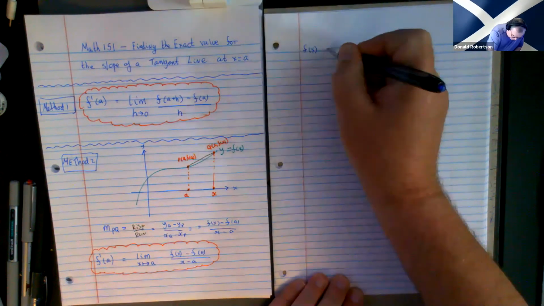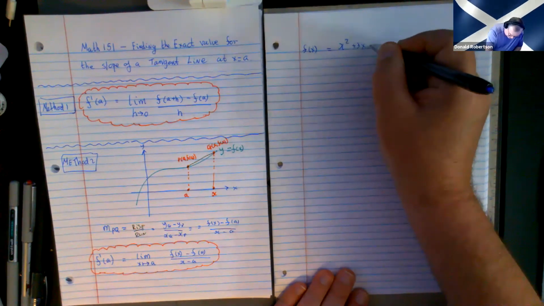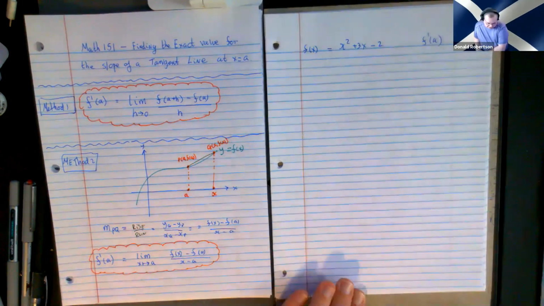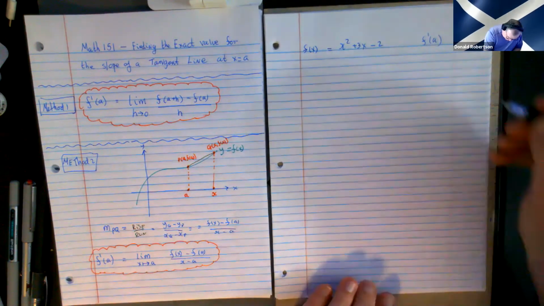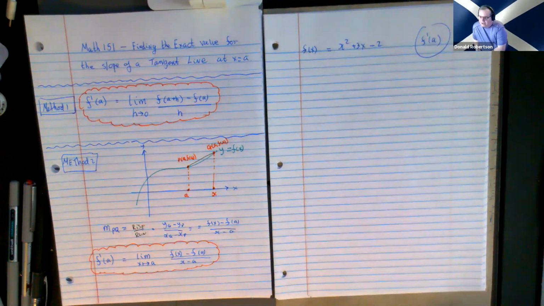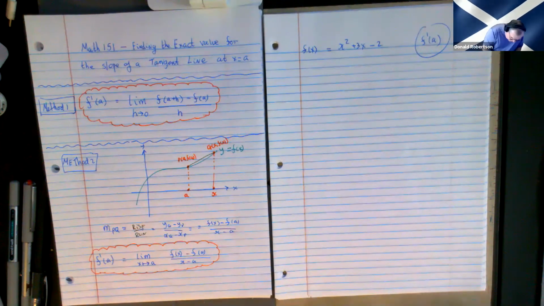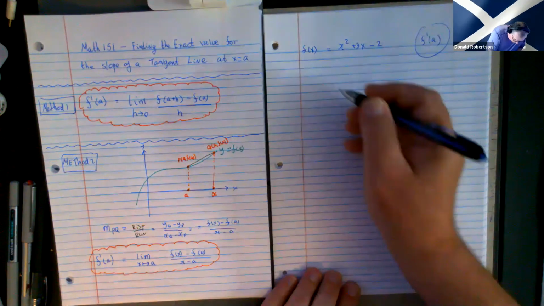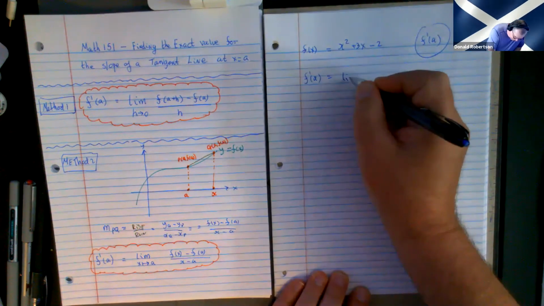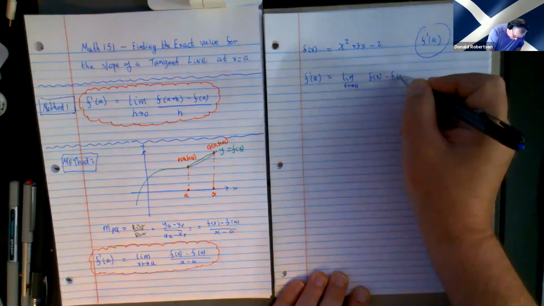So let's suppose I have a function x squared plus 3x minus 2. And I'd like to find the slope of the tangent line at x equals a. And that's the shortcut, isn't it? That's how you just say it. Instead of having to say the slope of the tangent line to the curve at the point x equals a, you call it f dash of a, also called the derivative at a. So it's going to be the limit as x tends to a of f of x take away f of a, all over x minus a.